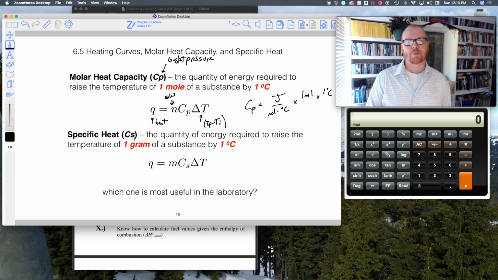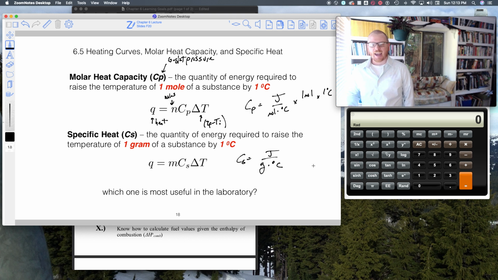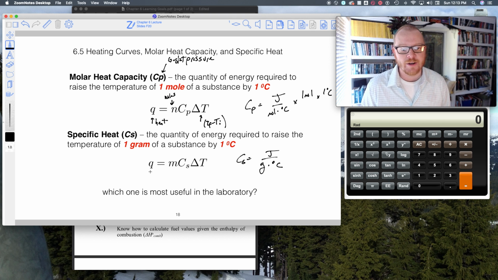So now what about specific heat? Well, this is the quantity of energy needed to raise the temperature of 1 gram of substance by 1 degree C. So specific heat, CS, has units of joules per gram per degree C. And the equation is very similar, however, so it's still heat. However, instead of moles, it's now mass in grams. And of course, this is still T final minus T initial.